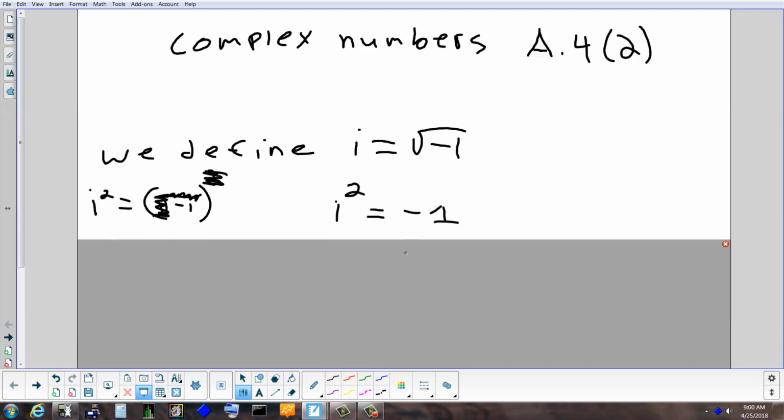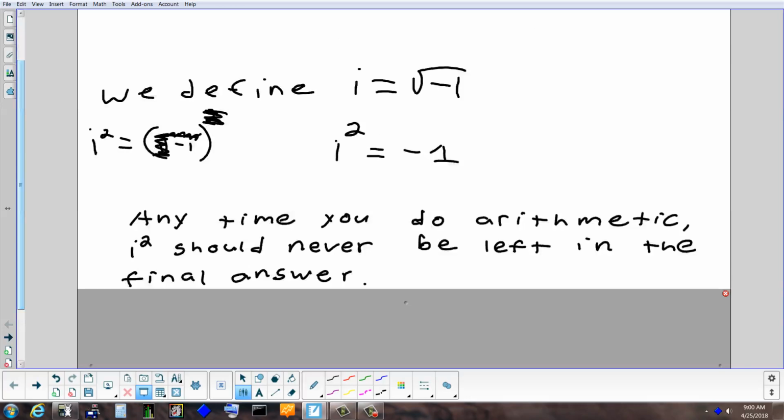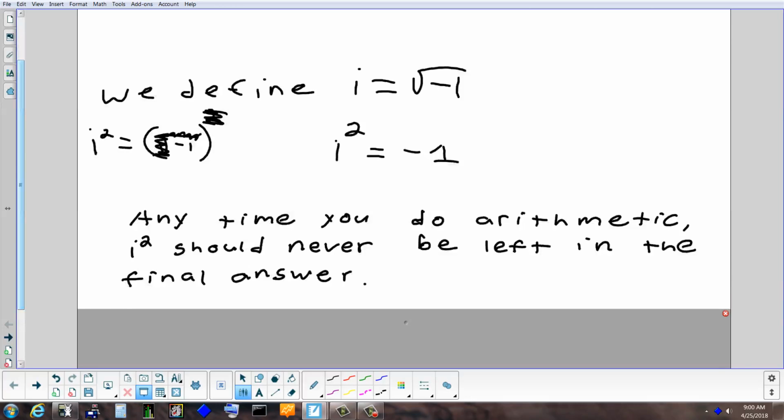So if you get a final answer and you leave i squared in it, I will mark it wrong. Any answer that has an i squared in the final part is wrong. You should always change i squared to -1. So anytime you do arithmetic, don't ever leave i squared in the final answer.